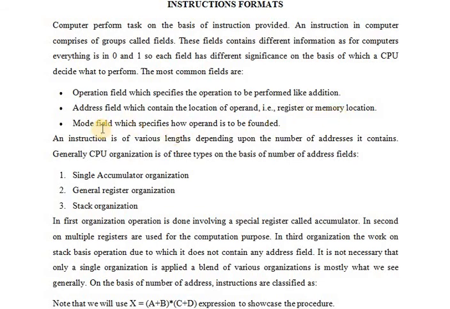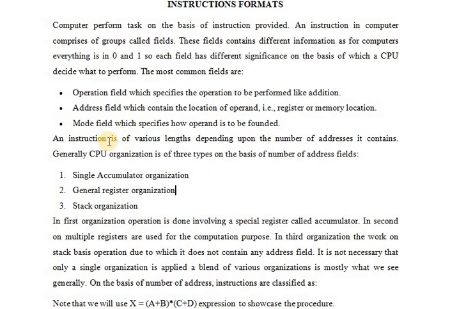Next one is the mode field. The mode field specifies how the operand is to be found. So these are the three important fields in the instruction format. One is the operation field, which decides which operation is to be performed. The address field, where the operand location is registered. Then the third one is the mode field, which specifies how the operand is to be found.